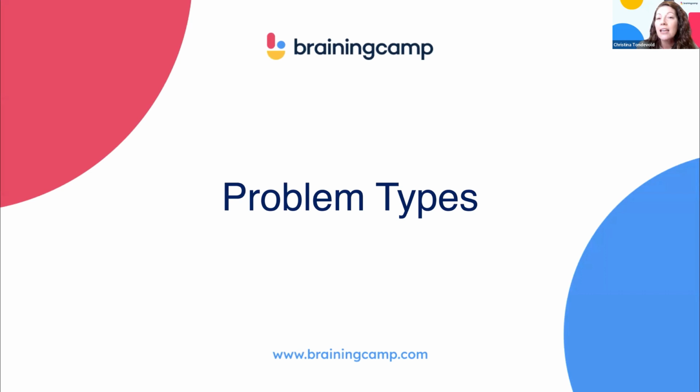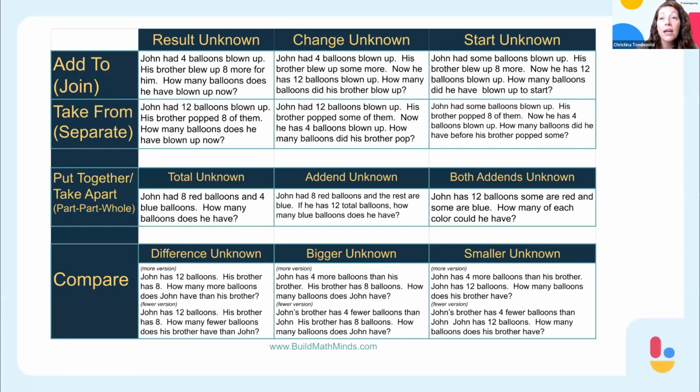Okay, so the problem types, you can Google the math problem types, okay? But I'll give you some examples here if you're not familiar with them. These are ones that I created, and I intentionally used the same person. It is John over and over again throughout every single one of these problems. It is about balloons in every single one. It is the same numbers every single time. You will see 12, 8, and 4 show up in every single one of these problems.